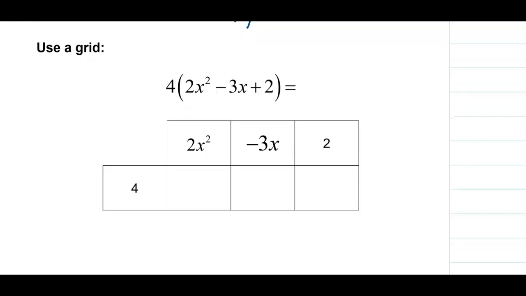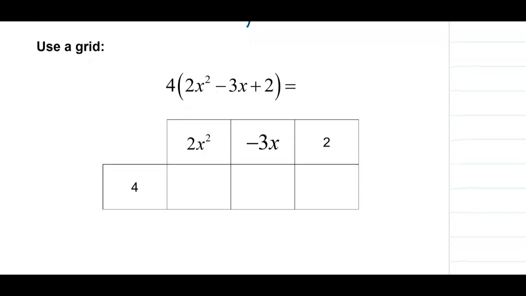And here's the next example that we already did. And again, we've broken this out with the monomial and the box off to the left. And we broke up the trinomial into 2x squared, negative 3x, and 2. And so again, we look at the first empty cell, and we see we're going to multiply the 4 times the 2x squared, so we'll get 8x squared. We'll go to the next empty cell.